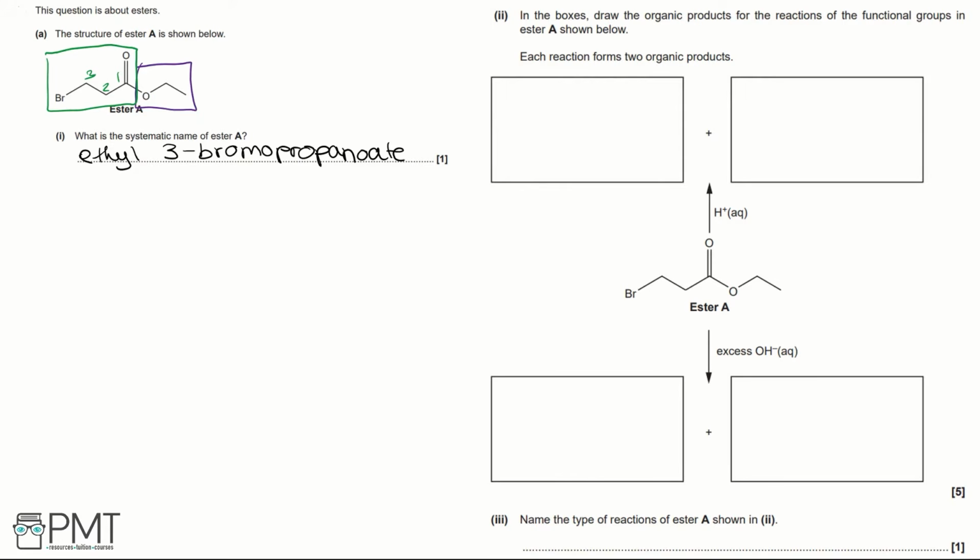Part 2. In the boxes, draw the organic products for the reactions of the functional groups in ester A shown below. Each reaction forms 2 organic products. Let's start by looking at the reaction between ester A and H+. When making an ester, you have an alcohol and a carboxylic acid alongside an acid catalyst, or H+. So when reacting an ester with H+, we're going to reverse this reaction and form our carboxylic acid and alcohol.